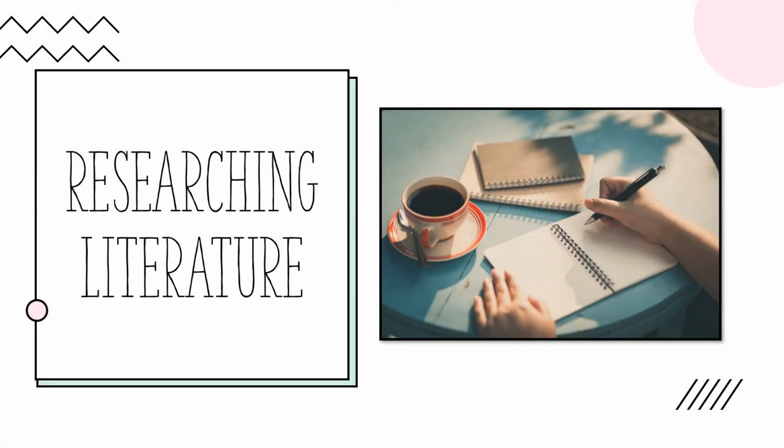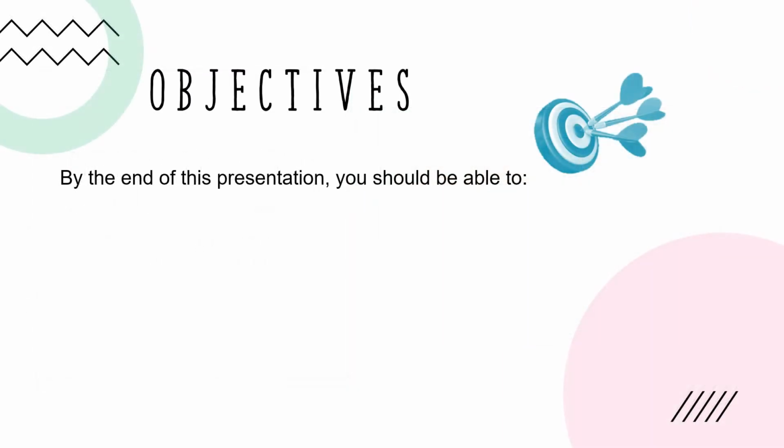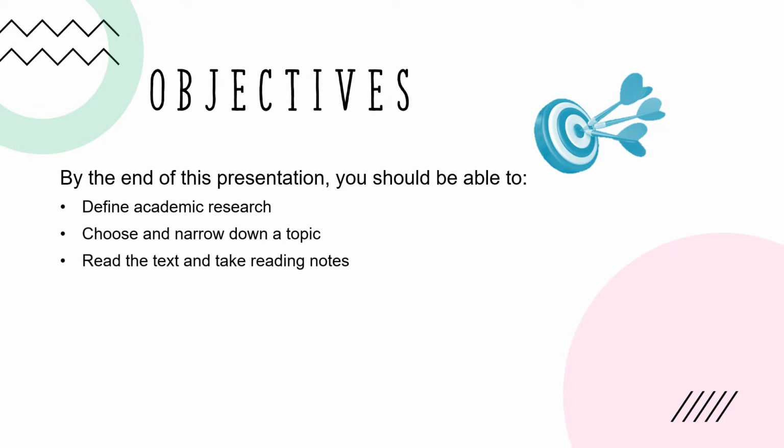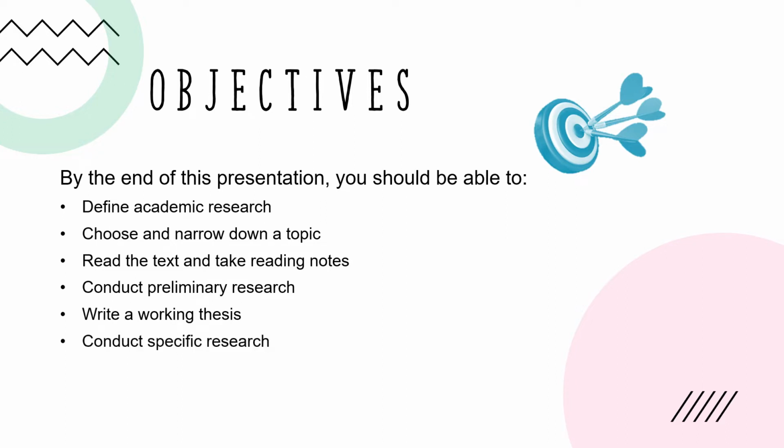In this presentation, we'll go over how to research a topic for a literature-based writing assignment. By the end of this presentation, you should be able to define academic research, choose and narrow down a topic, read the text and take reading notes, conduct preliminary research, write a working thesis, conduct specific research, and synthesize sources into your writing.